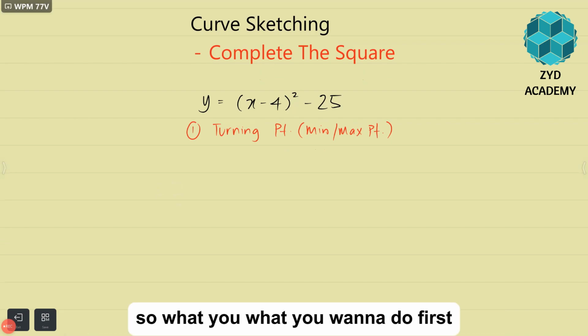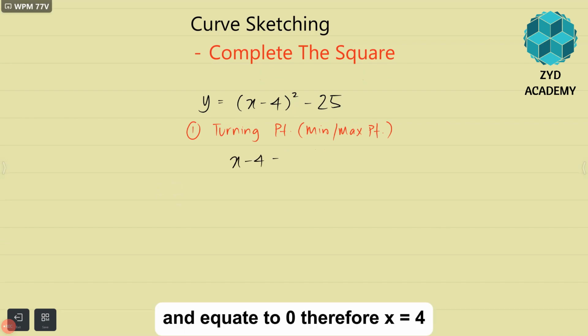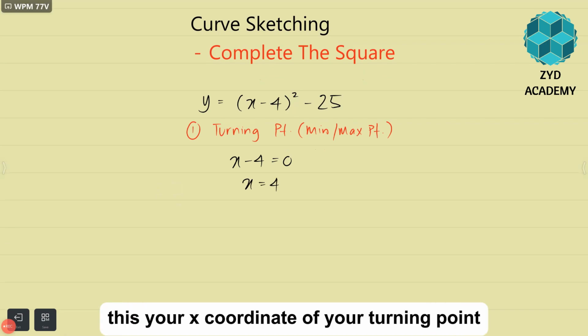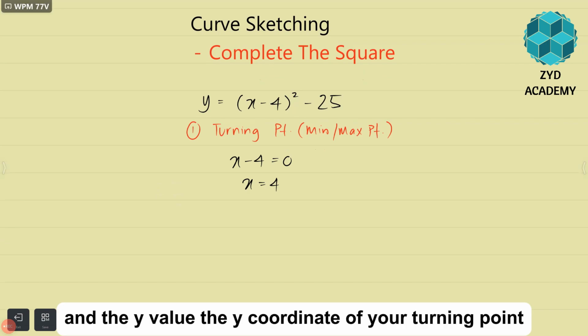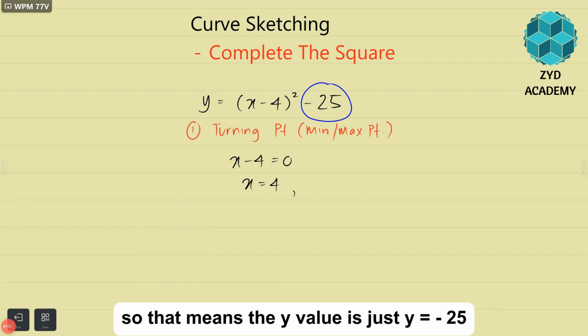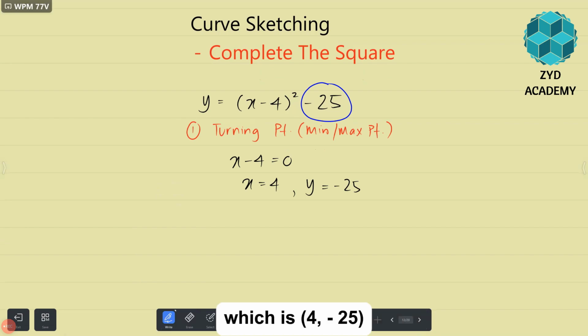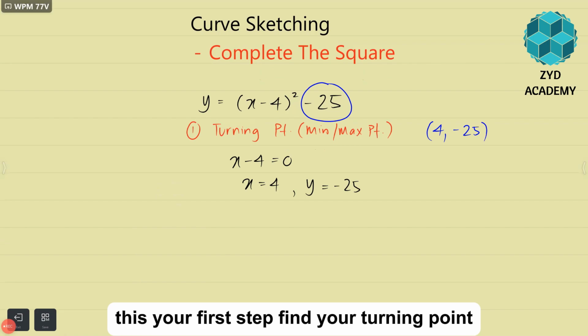So what you want to do first is to take whatever is inside your bracket, which is x - 4, and equate to 0. Therefore, x equals 4. This is the x coordinate of your turning point. And the y coordinate of your turning point is basically this constant here at the end, so y equals -25. So this is your turning point. We can put it at the side, which is (4, -25). This is your first step. Find your turning point.